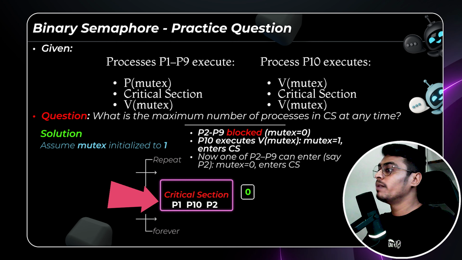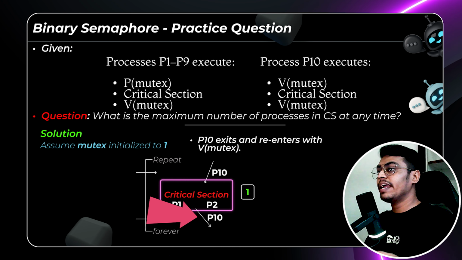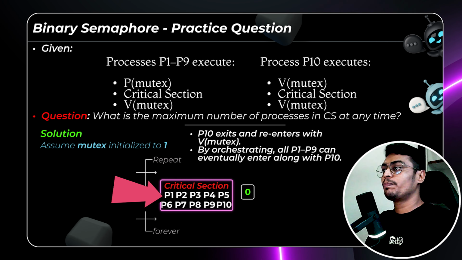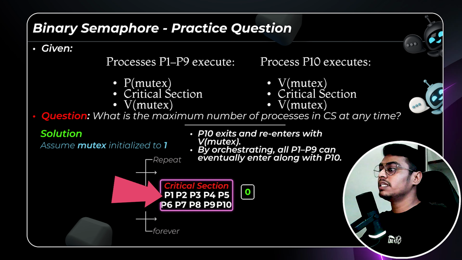But we can do better. When P10 exits, it executes V mutex. With the entry and exit of P10, we can eventually get all processes P1 through P9 into the critical section along with P10. So the maximum answer here is 10 processes.